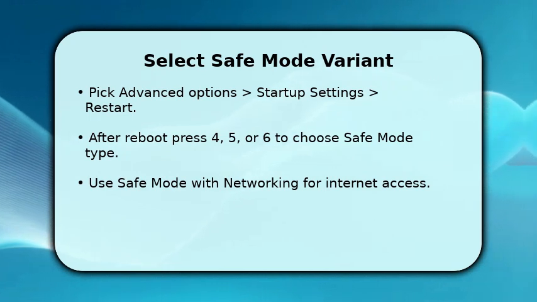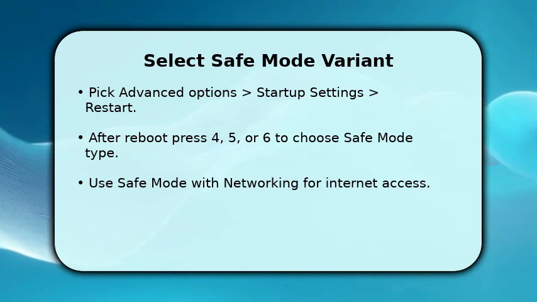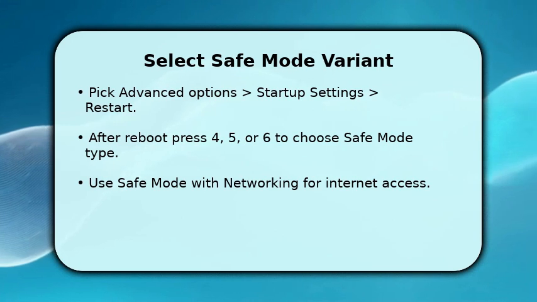After the reboot, you'll see numbered options. Press 4 for Safe Mode, 5 for Safe Mode with Networking, or 6 for Safe Mode with Command Prompt. You choose based on need. Networking if you need drivers or updates online, Command Prompt for script or registry work.